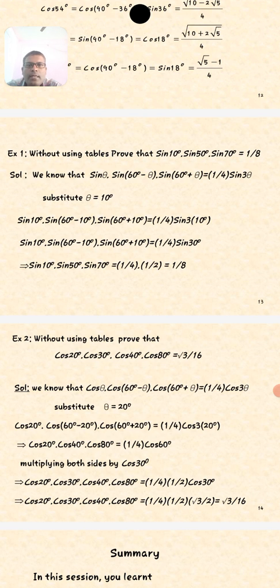What is the value of sin 30 degrees? 1 by 2. So 1 by 4 into 1 by 2, we get 1 by 8. That is the proof we get here: sin 10 into sin 50 into sin 70 is equal to 1 by 8.